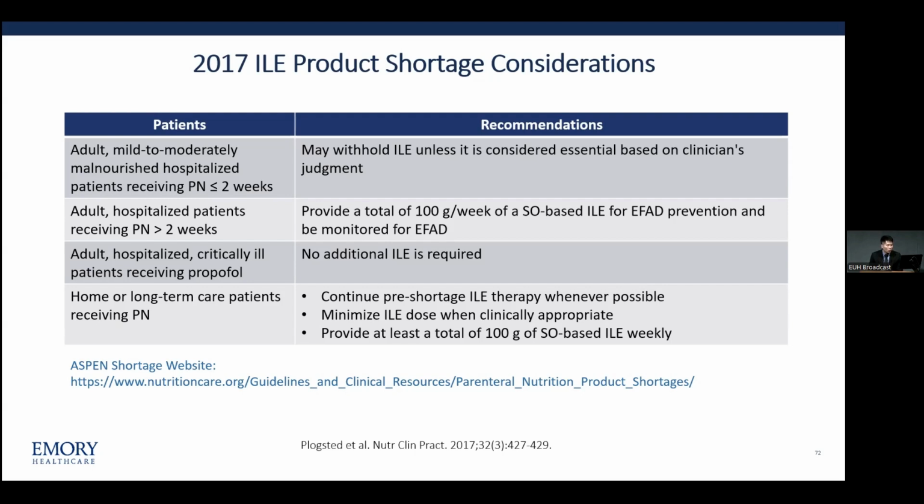For patients receiving home or long-term care PN, we need to continue pre-shortage IOE therapy whenever possible. We also need to minimize IOE dose when clinically appropriate and provide at least 100 grams of soy IOE weekly. The website below the chart can provide the most current recommendations for most PN component shortages.